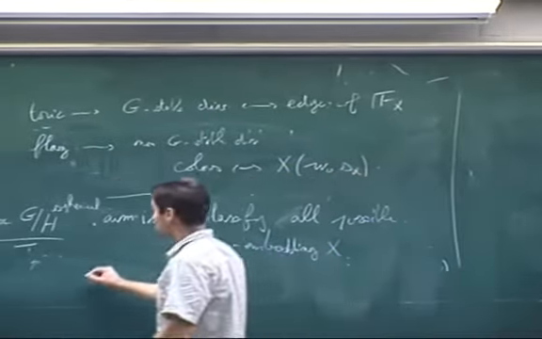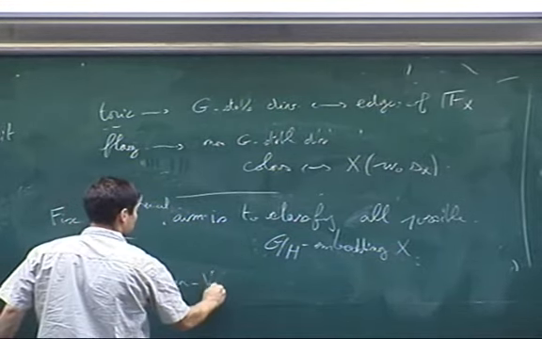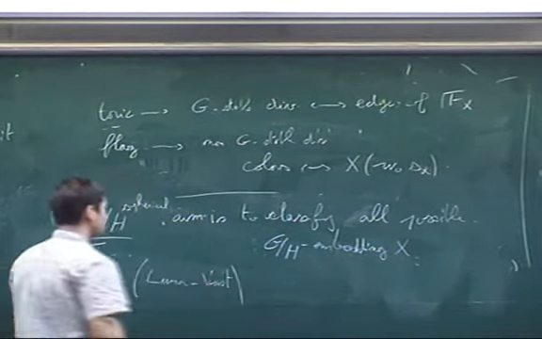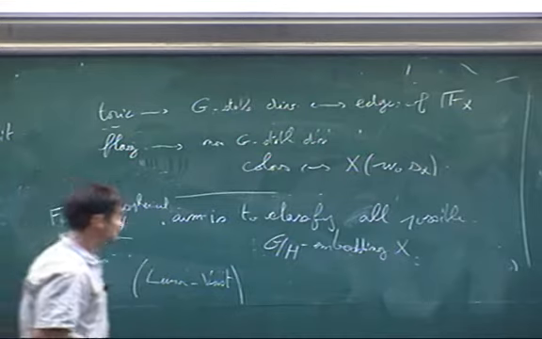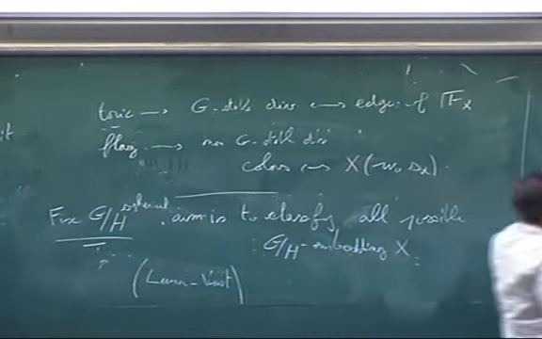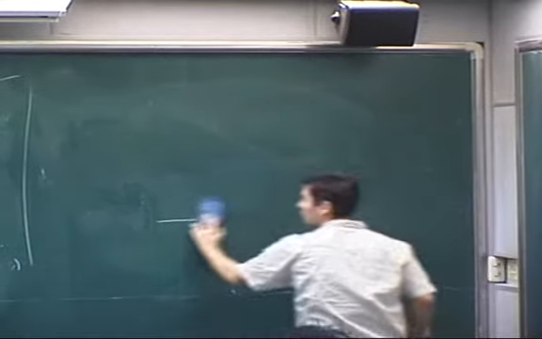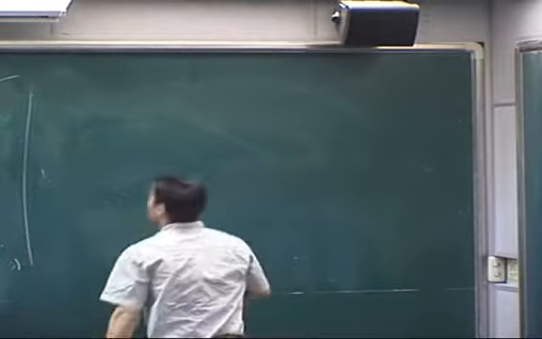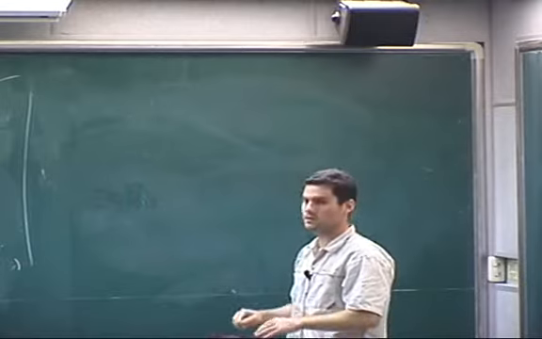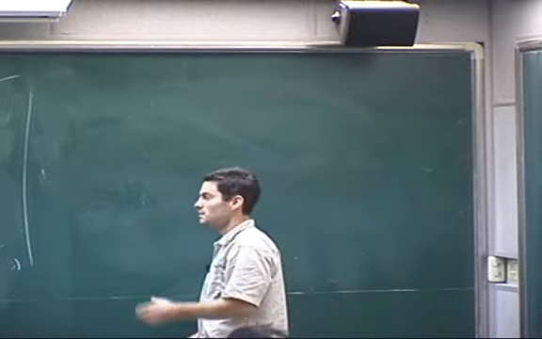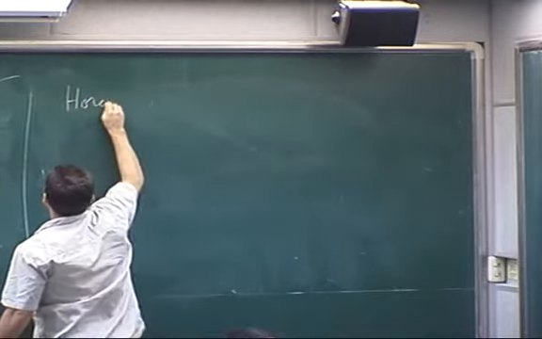So this is the aim, and this classification is due to Luna and Vust. There are also papers of Brion and Knop about these things. But to explain this classification, I will first restrict to a simpler case, which is the horospherical varieties.